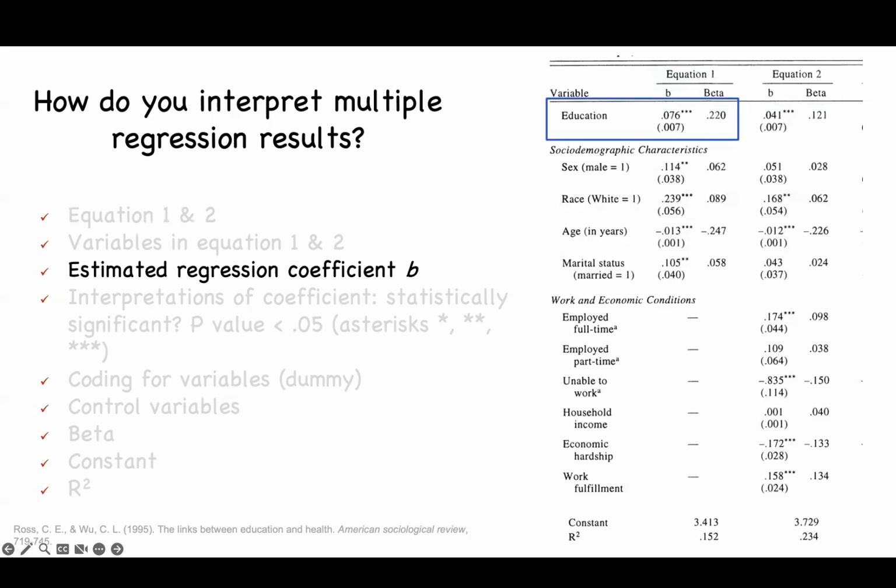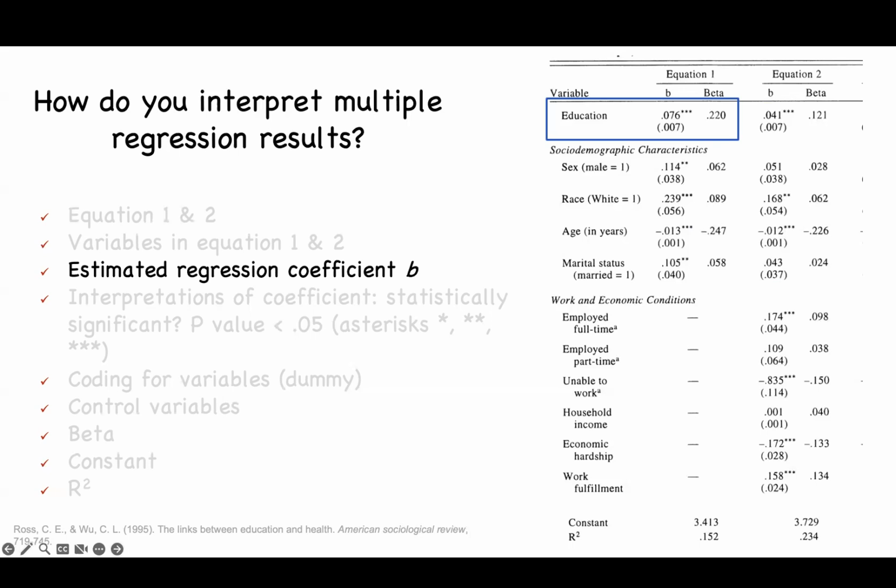So let's see equation 1. The estimated regression coefficient for education is 0.076. We can interpret the number like this. With each additional year of education, self-reported health goes up on average by 0.076. I already repeated this explanation at the very beginning, but I want to repeat it again to emphasize your understanding. With each additional year of education, self-reported health goes up on average by 0.076 points.